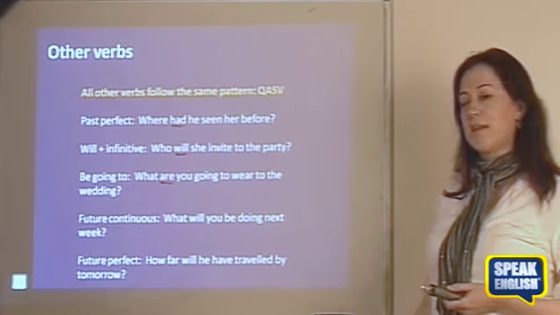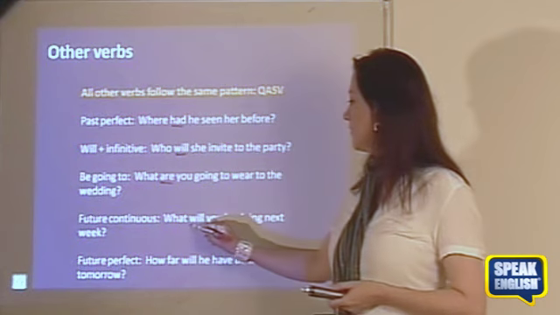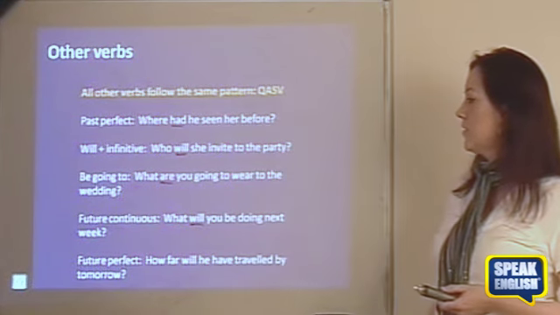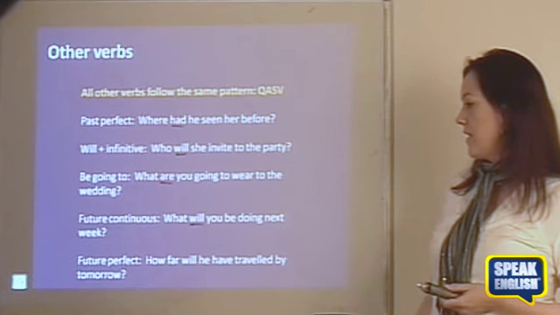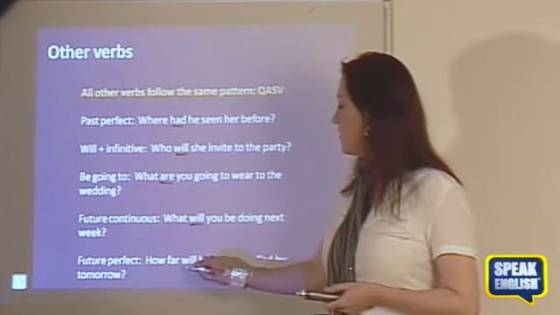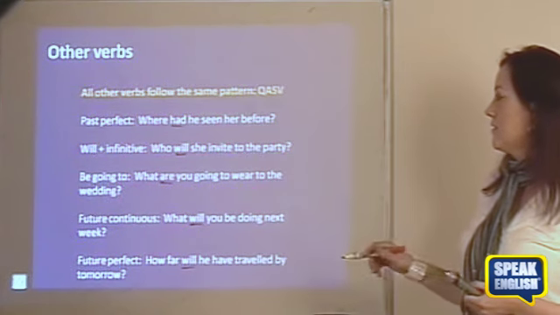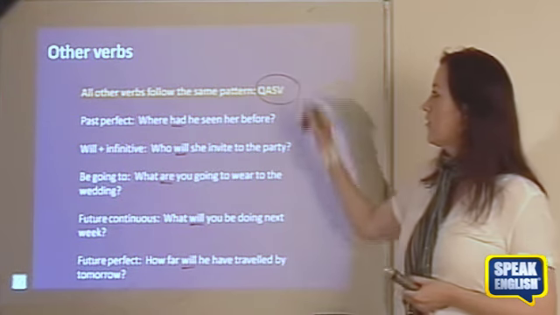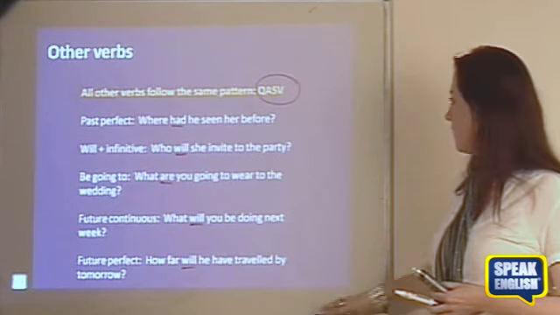Future continuous. What will you be doing next week? Will is the auxiliary. Future perfect. How far will he have travelled by tomorrow? So as you can see, in all the tenses, it follows the same pattern. Question, auxiliary, subject, and verb.